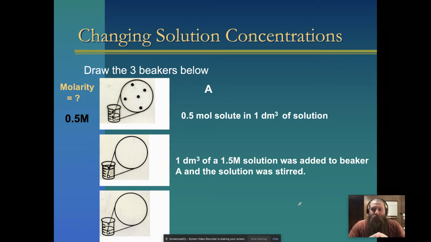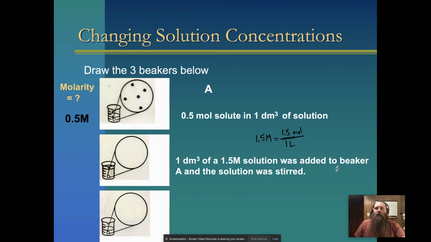Okay, in B, we kind of got like a story going on here. 1 liter of a 1.5 molar solution was added to beaker A and the solution was stirred. So what's the new molarity? All right, well, if I have 1.5 molar of a 1 liter solution, how many moles do I have? Well, that should be pretty obvious. Anything divided by 1 is itself, so I must have 1.5 moles.